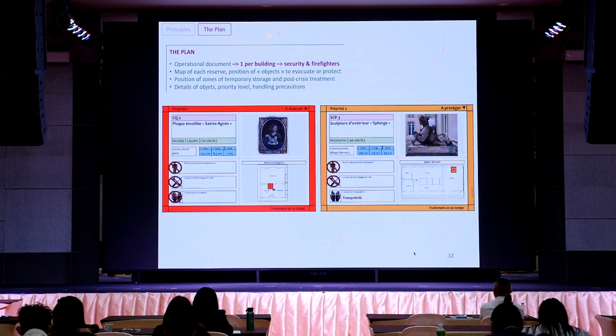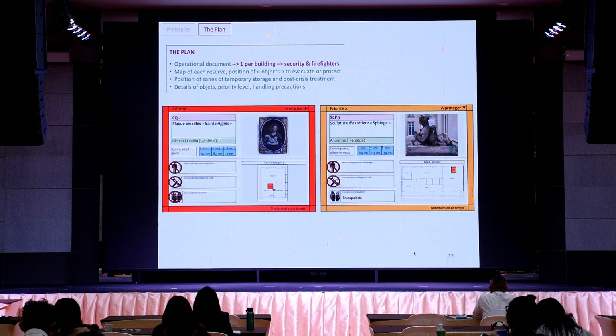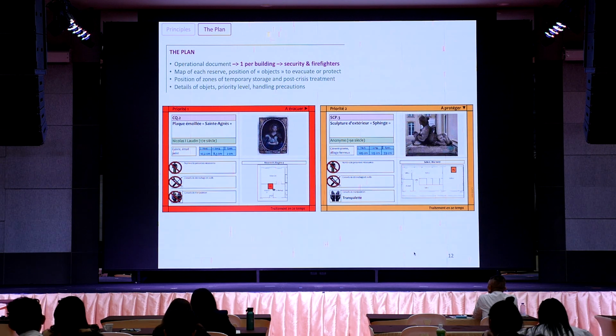And then you have one page per object to be moved, with indications for each of them: are they very heavy? What are the specificities of how they should be moved? In red, it means this one has to be evacuated out of the building, whatever happens. Here, in orange, it means this one should be protected on site, not taken out, because it's too heavy or for some other reason. So this is the plan we are now organizing for the paleontology collections.